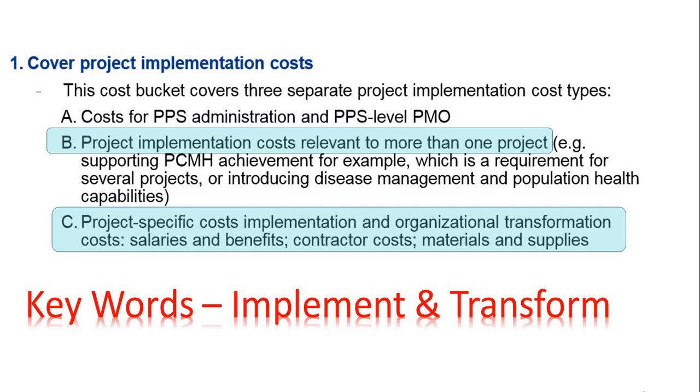They identify things such as salaries and benefits, contractor costs, materials and supplies. I know it's just one sentence, but that's the Department of Health kind of high level, what they've identified as potential project implementation costs. And I just highlighted words. Hopefully I spelled them right. 2 key words here, implement and transform.